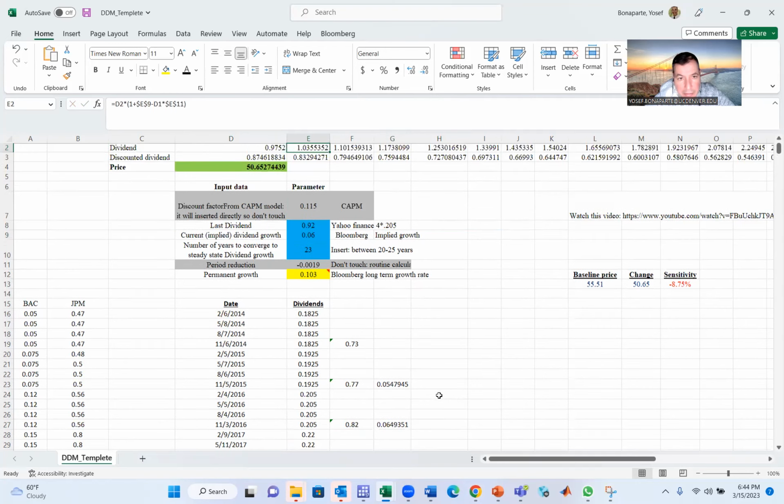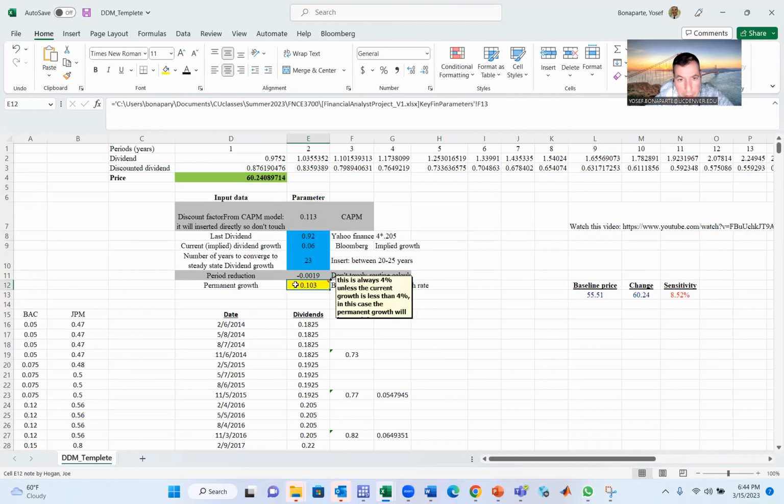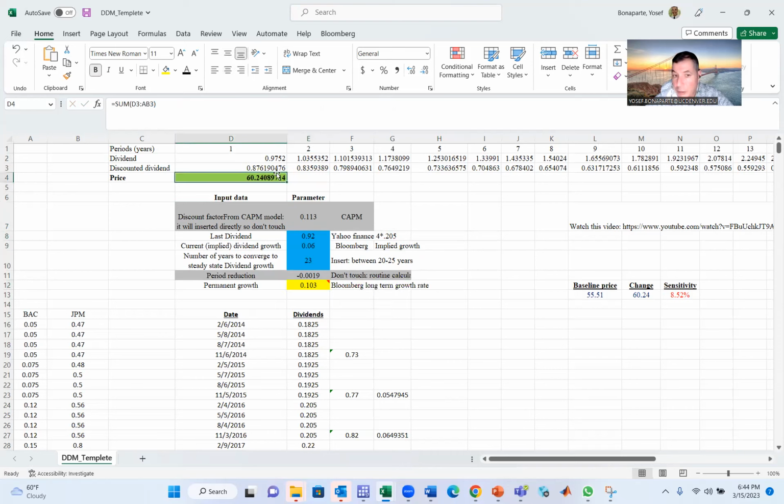And basically that's the price of Apple based on this model. That's the price of Apple, $50. I don't like it. I think that was the number here. And now the growth for Apple, this is the growth. So the price of Apple based on this model is $60.